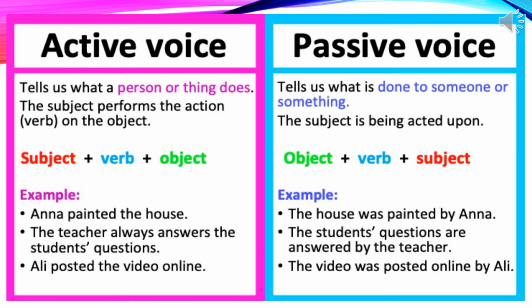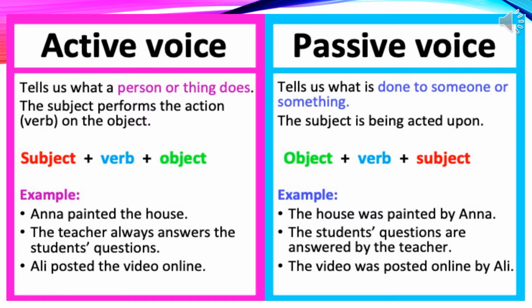Let us see what is passive voice. On the other side, it tells us what is done to someone or something, or the subject is being acted upon, or simply we can say that here the subject is passively receiving the action. See the sentence structure: object plus verb plus subject. That means the object in active voice is coming as the subject in passive voice. That is the relation between active voice and passive voice. The object in active voice is coming as a subject in passive voice.